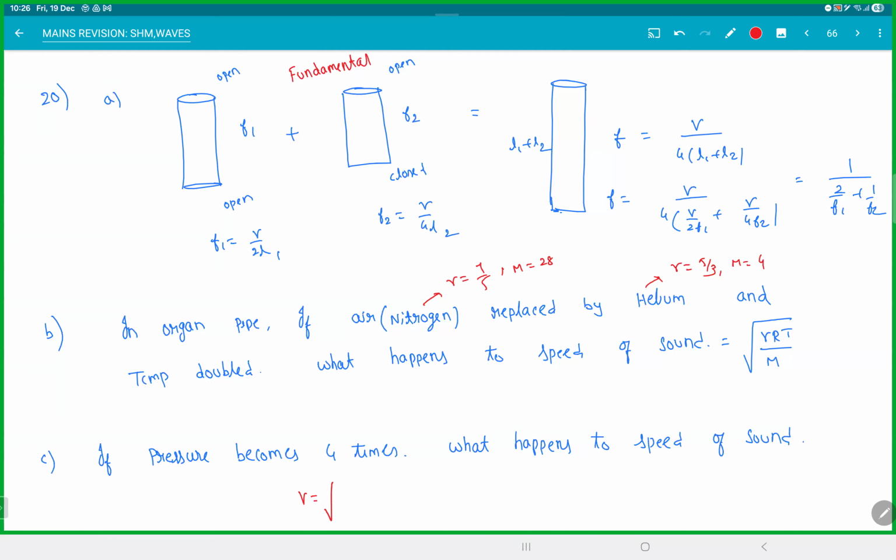If you remember the formula, root over gamma P by rho, right? P by rho is RT by M. If you increase the pressure, even rho increases. If P increases, volume decreases, so density increases. So P by rho remains constant. So it is unchanged. Speed of sound depends only on the temperature. It's independent of pressure. Quite an important thing. Don't forget that. It is asked a lot of times.